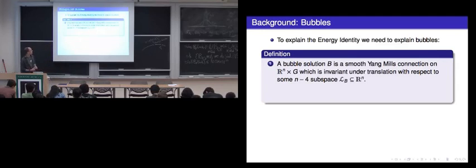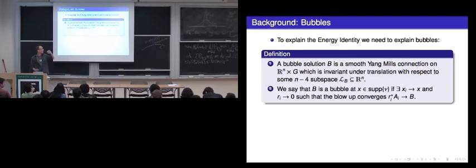So dimension 4 is the first time you see something non-trivial happening. Bubble solutions are basically the simplest possible solutions out there. Now, I don't care about bubble solutions even. I want to look at what I'm going to call bubbles associated to some point.